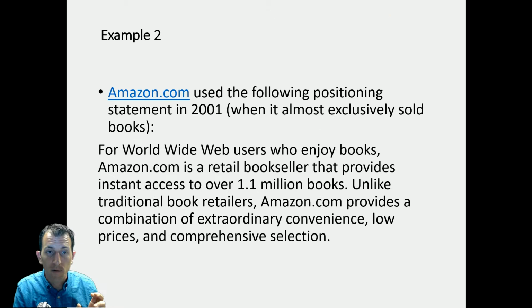Let's take another example. Amazon. For World Wide Web users, okay, so people, you have to have the internet to use Amazon, who enjoy books, Amazon.com, the company, is a retail bookstore. And unlike traditional book retailers, Amazon.com provides a combination of extraordinary convenience, low prices, and comprehensive selection. So using their competitive advantage, how they're different, who they're targeting, and they have a clear vision.